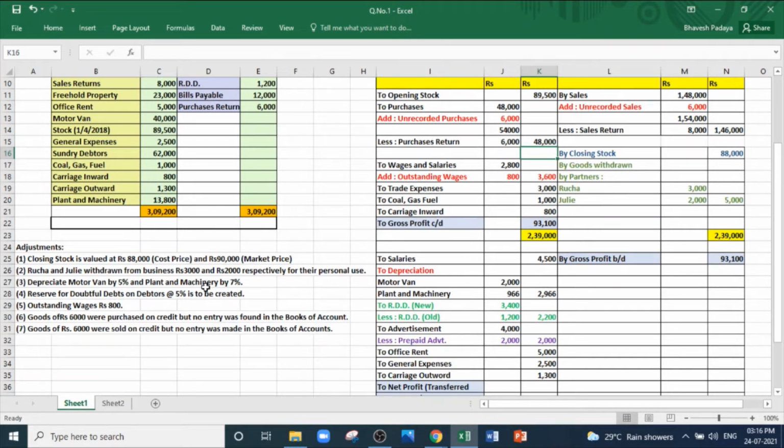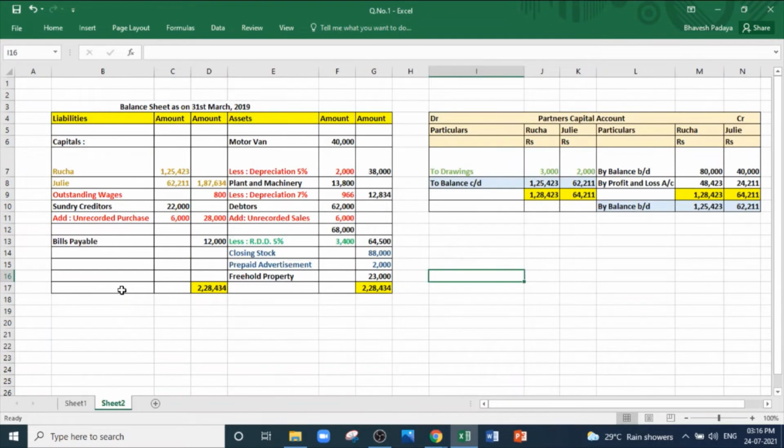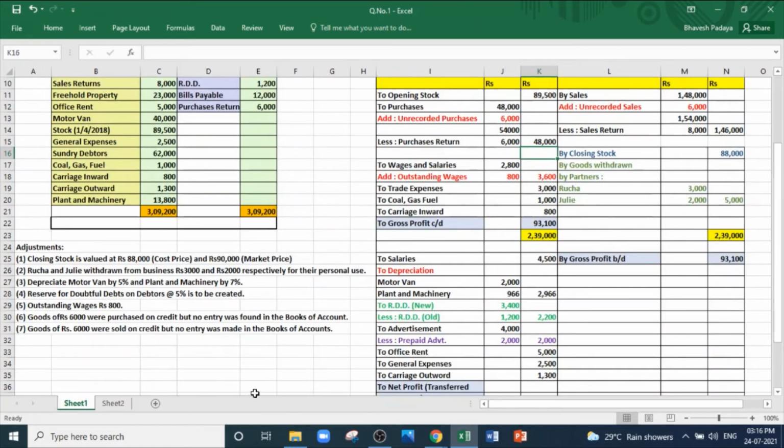Similarly, you will calculate 7% on machinery. Plant and machinery less depreciation 7%, which will be 966 of 13,800. When you reduce this, you will get 12,834. 966 is your loss. So second effect will be depreciation, plant and machinery on the debit side of profit and loss account. Total the depreciation and write in the outer column.